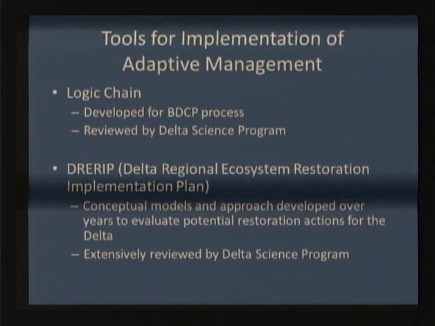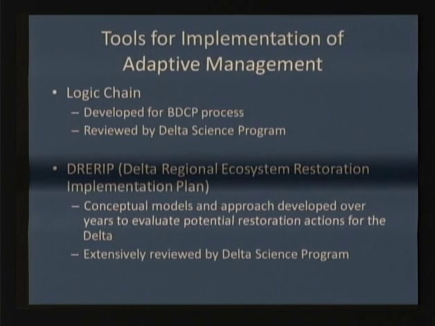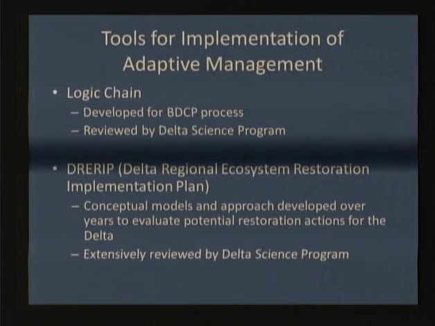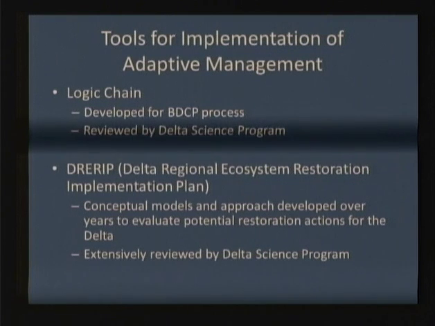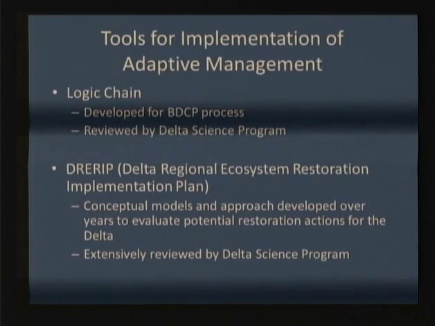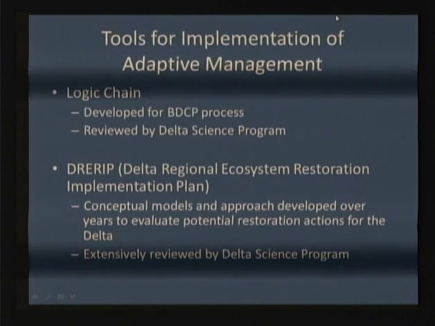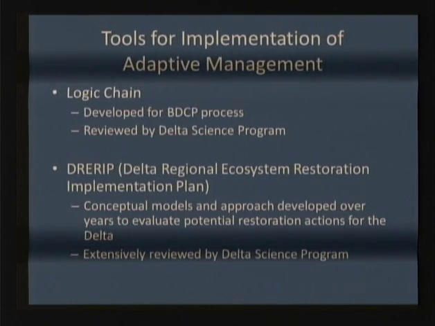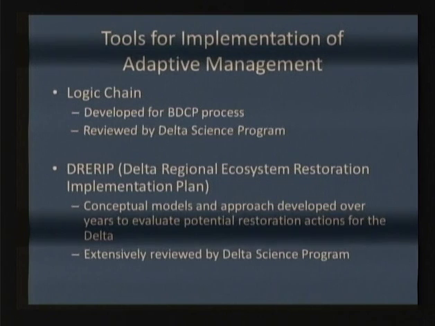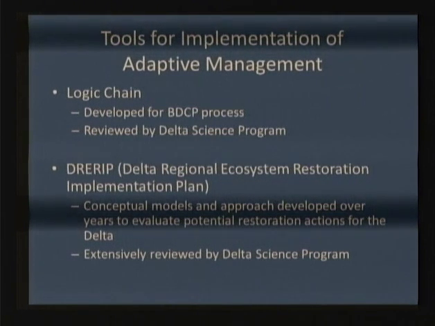Let me just say it was developed for the BDCP process and it's been reviewed by the Delta Science Program. We've done a lot of vetting of it, and it's really a structured decision-making process or format. There's also something called the Delta Regional Ecosystem Restoration Implementation Plan. They never call it that. They just call it DRERIP.